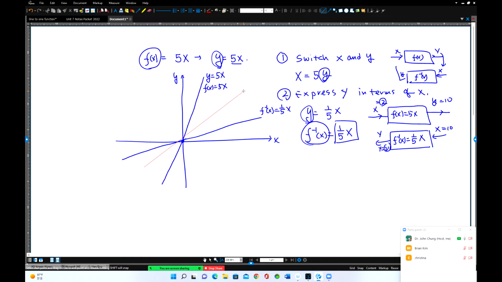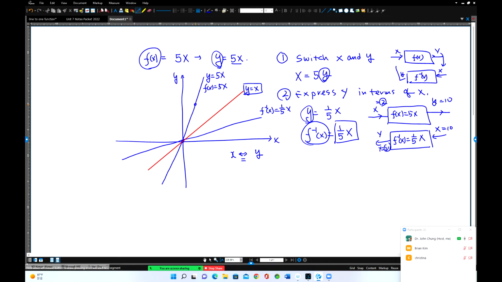I'm going to correct this one. This line is actually y equals x. The graphs are always symmetric about this line, because why? We switch x and y. x goes to y, y goes to x. That's why the original graph and its inverse graph are always symmetric about the line y equals x.